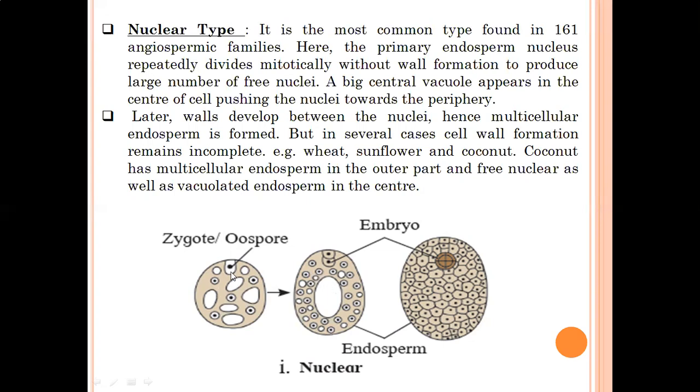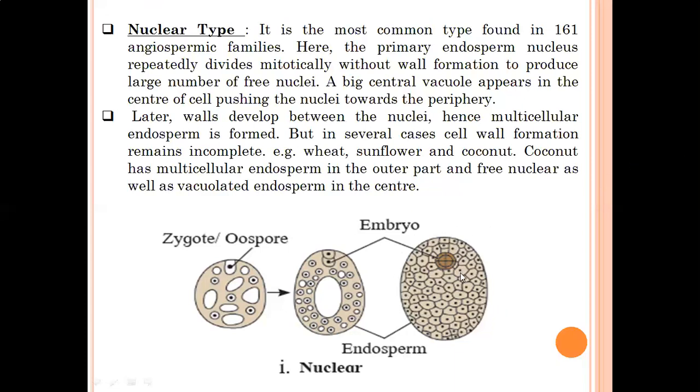So this is the oospore. Later the wall develops between the nuclei. Here see, in the third diagram, around all the nuclei the wall formation takes place. So later walls develop between the nuclei, and hence multicellular endosperm is formed.